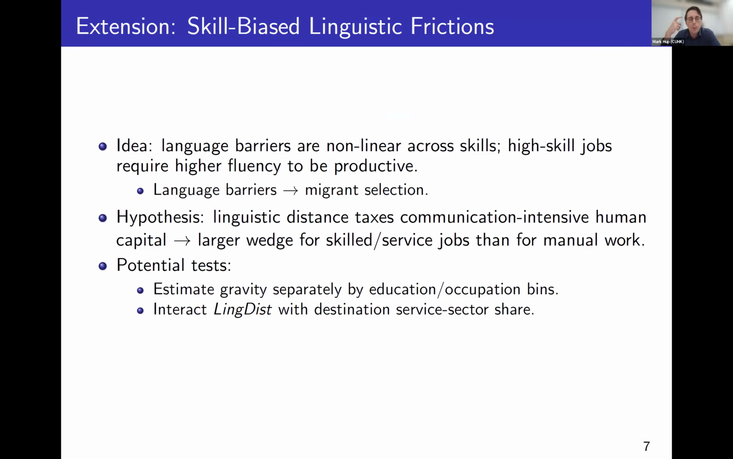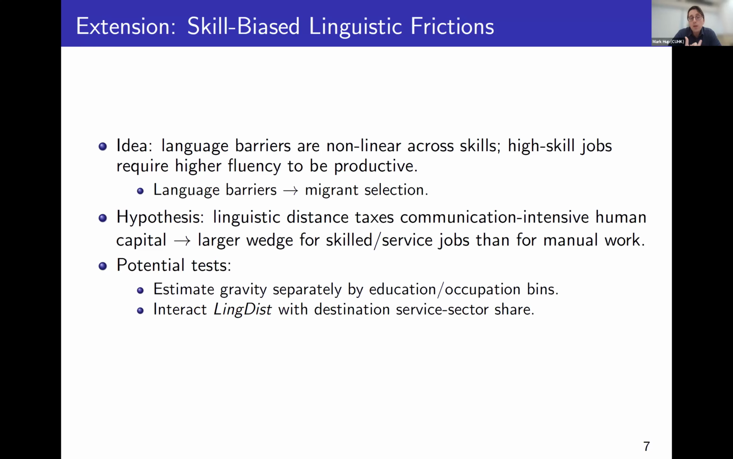Next, I was thinking about a potential extension that could be useful, or maybe for another research. We can think about these language barriers as being non-linear across skills. Perhaps high-skilled jobs require higher fluency to be productive. So next to these language barriers reducing the overall size of migration, the number of migrants, it could also change the composition of migration, so basically who moves, who migrates. So it could lead to migrant selection.